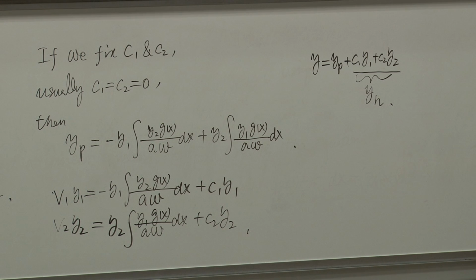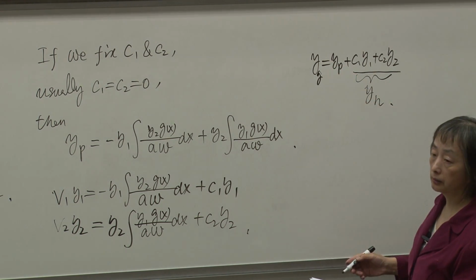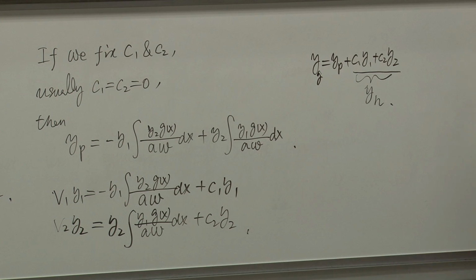Okay, is there any question? So, up there, is it the particular solution v1 y1 plus v2 y2, or is that the general solution? Right, so this is the general solution. And then up there is the general solution too? Or is that particular?